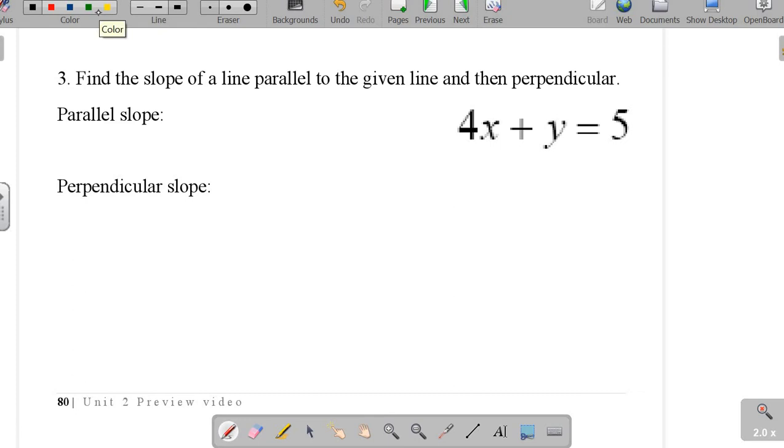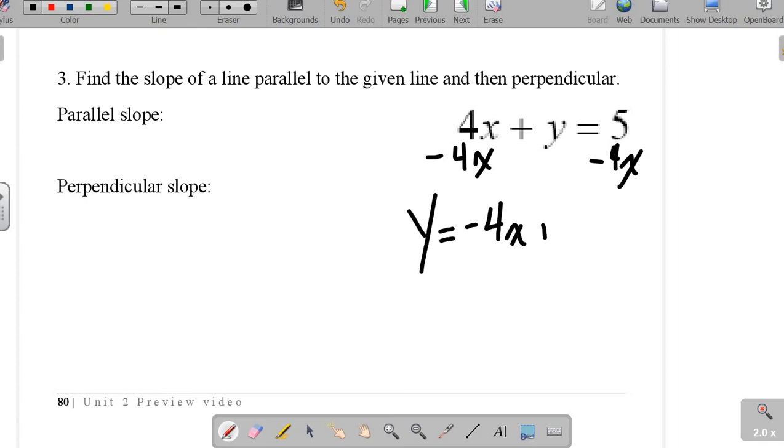This one you first have to get in y equals mx plus b. And our given slope is -4. Technically, all slope is over 1. So our parallel slope is going to be -4 over 1. And our perpendicular slope is 1/4.